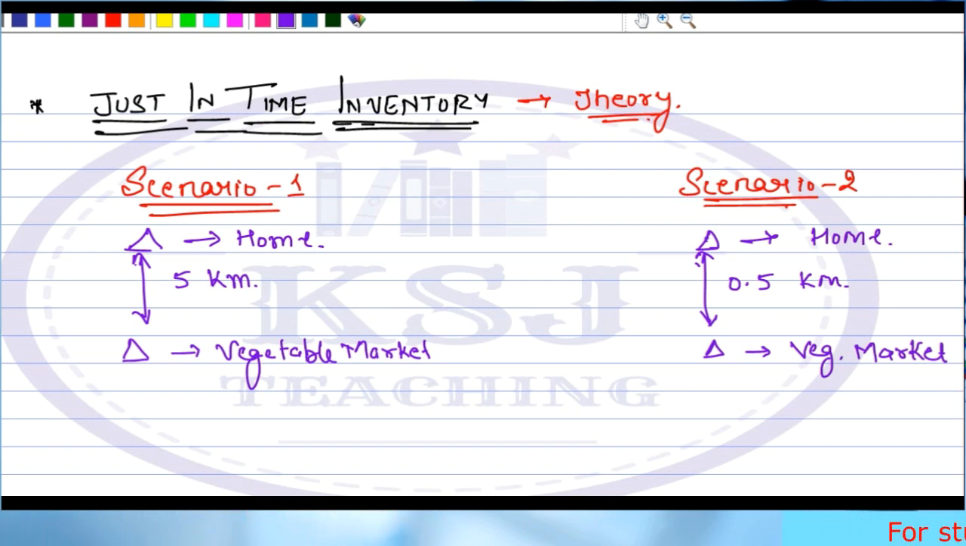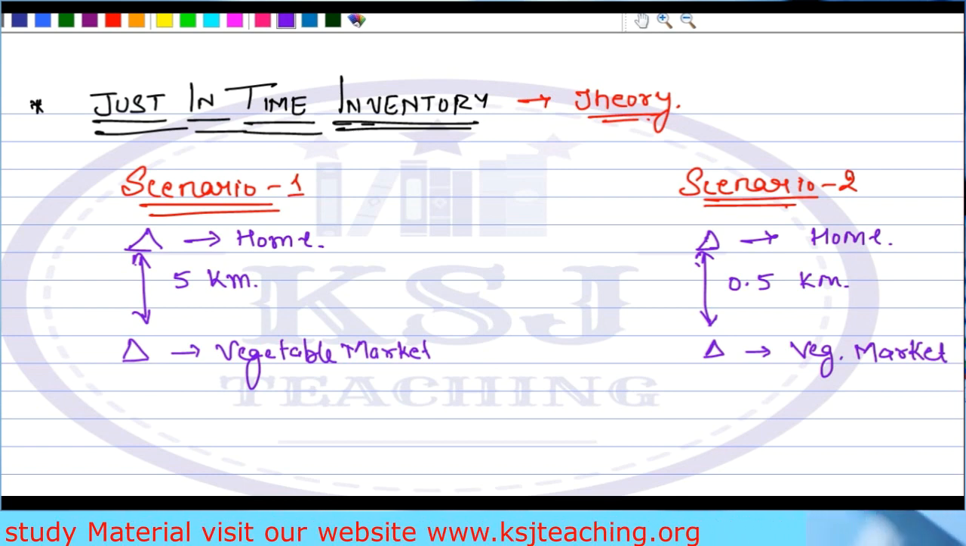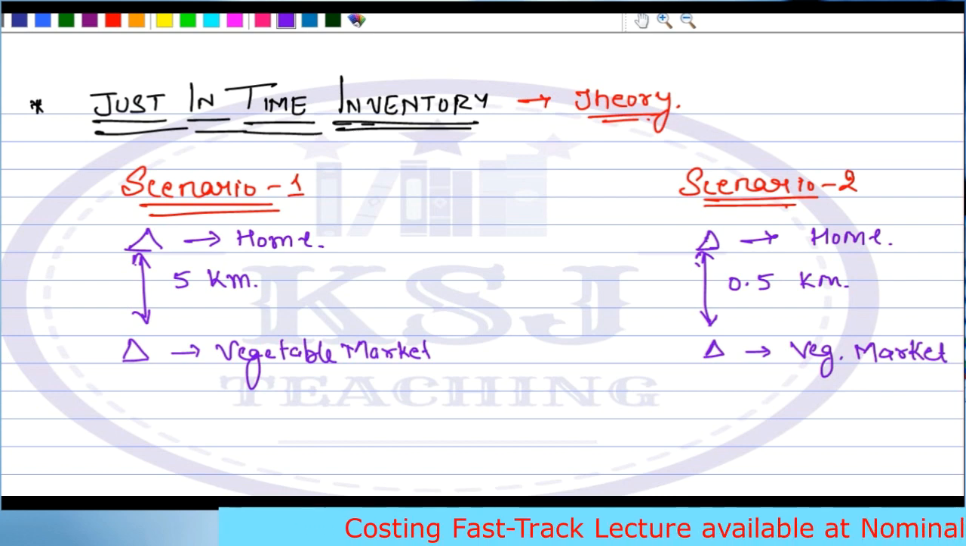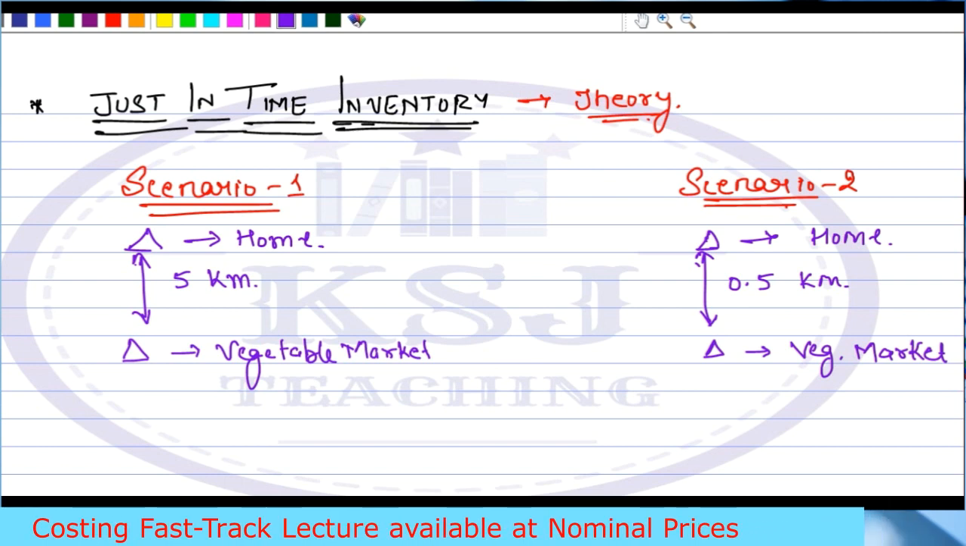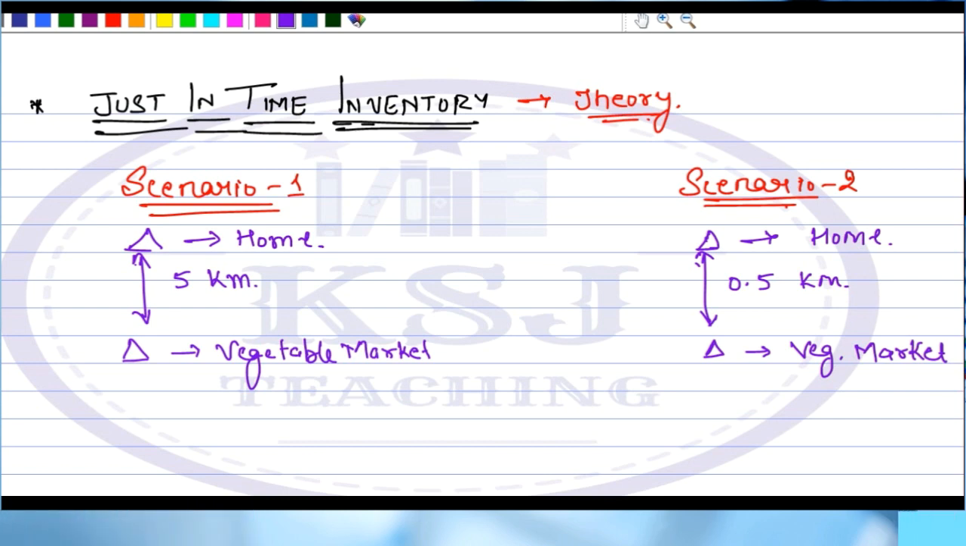Take the scenario number 2. When the vegetable market is 0.5 kilometers, your father will say, whenever you require the fruit, just tell me, I'll go and bring it. Because, sir, 0.5 kilometer, nothing, sir, will go walking and bring the fruit. That's it. Why to stock extra fruit? Why to increase your carrying cost when you can bring the material immediately as and when required? Your father says 0.5 kilometer, nothing much. I'll go 5 minutes walking. I'll bring the fruit whenever you require. Don't stock extra fruit. It will get spoiled.